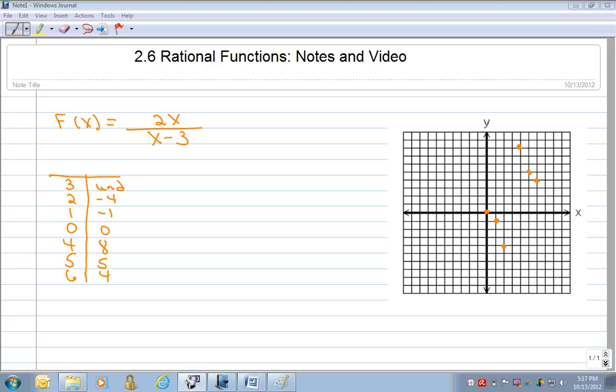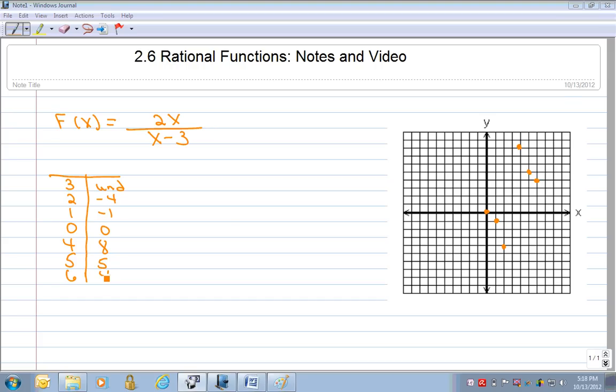All right, let's get started on rational functions. We're going to first talk in this first example just some general information about rational functions. A rational function is a fraction where you have a polynomial in the numerator and a polynomial in the denominator, similar to this problem that you see right here.